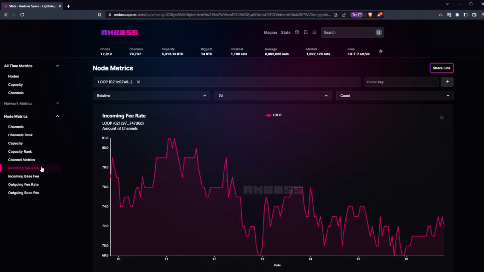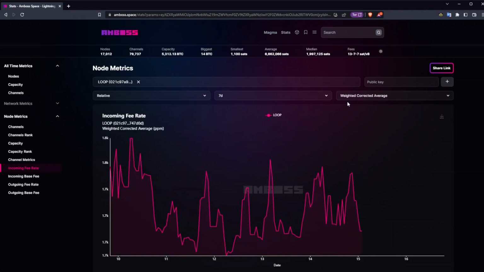Okay, now for incoming fee rate, I'm not so much interested in the count of it. I really want to know the weighted corrected average. So that's going to be weighted by capacity, and it's also corrected, which means we've removed some of the outliers. Those are data points that are 3 standard deviations away from the average. So those are going to be the crazy high fee rates that we want to filter out here.